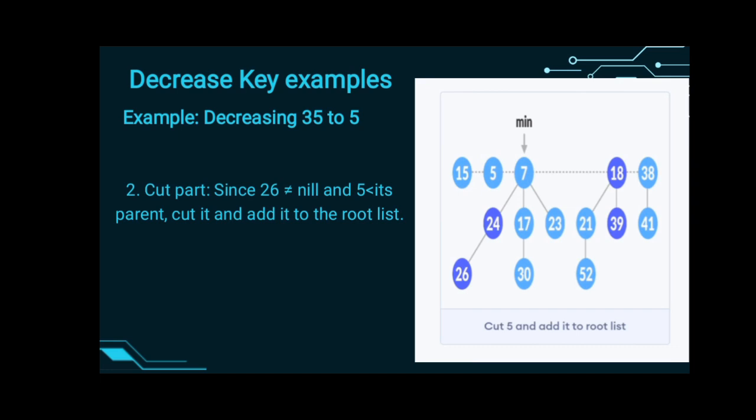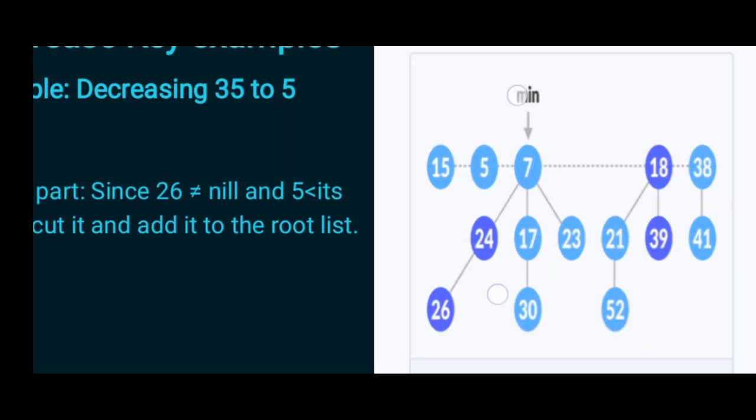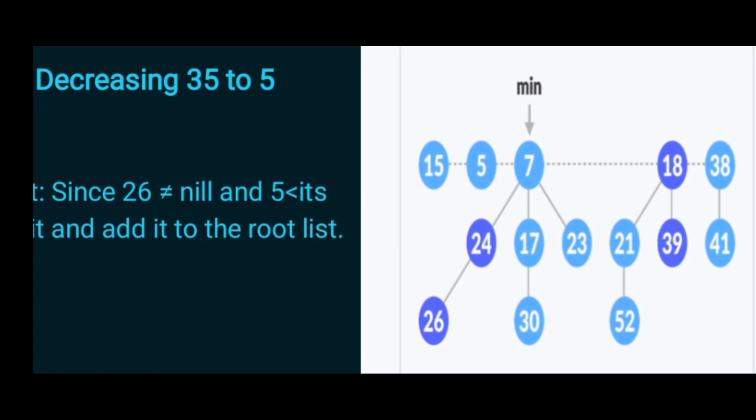So likely the algorithm involves finding the minimum value. And with the structure presented, the algorithm searches for the minimum value of 5. So instead of the minimum value being 7, it became 5. So what we are going to do is cut the 5, then put it in the root list. You can see in the picture that the 5 is now in the root list instead of below the 26.